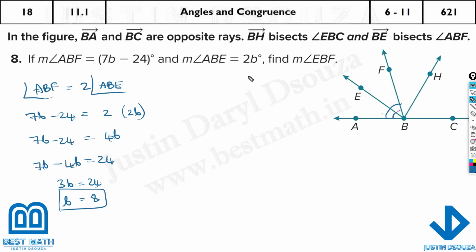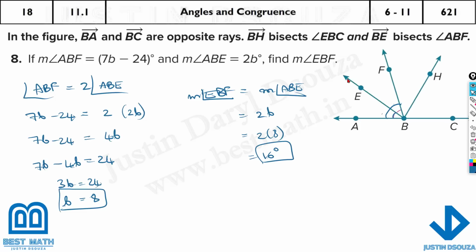And now we need to find ABE first. We can write that the measure of EBF will be equal to the measure of ABE, because they are congruent to each other. B is the angle bisector. Therefore we can write 2b, 2 times 8, and the answer is 16 degrees. So the measure of EBF or ABE is 16 degrees. So the answers are 8 and 16 degrees.